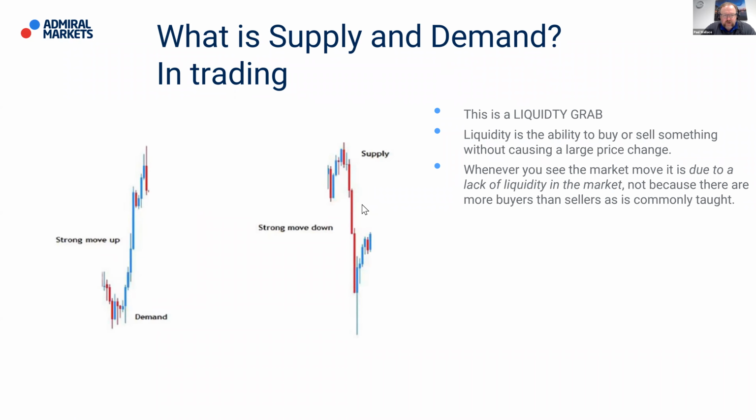So here's the interesting thing, and this is what I want you to try and grasp. When we see price moving very strongly away from an area of demand, or falling very rapidly from an area of supply, you'll hear traders talking about this as a liquidity grab. So what does that mean? Well, liquidity is the ability to buy or sell something without causing a large price change.